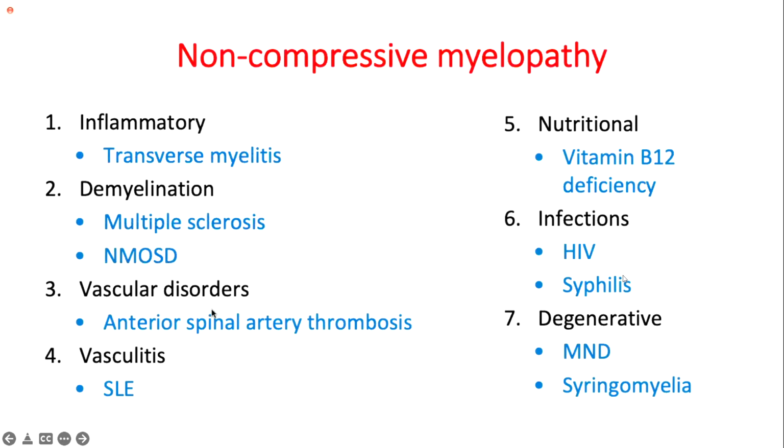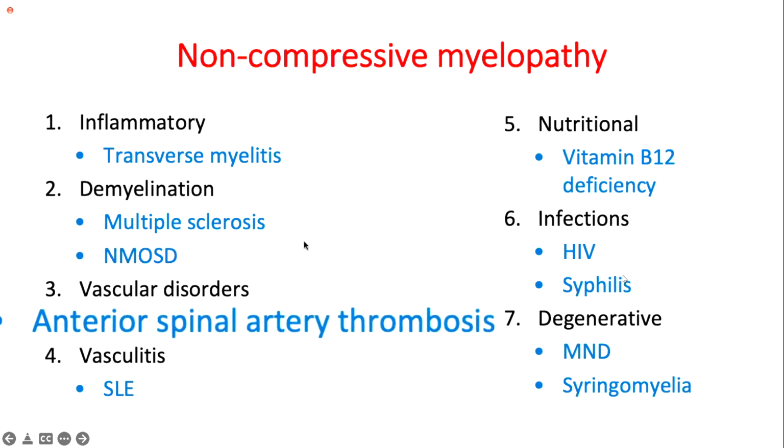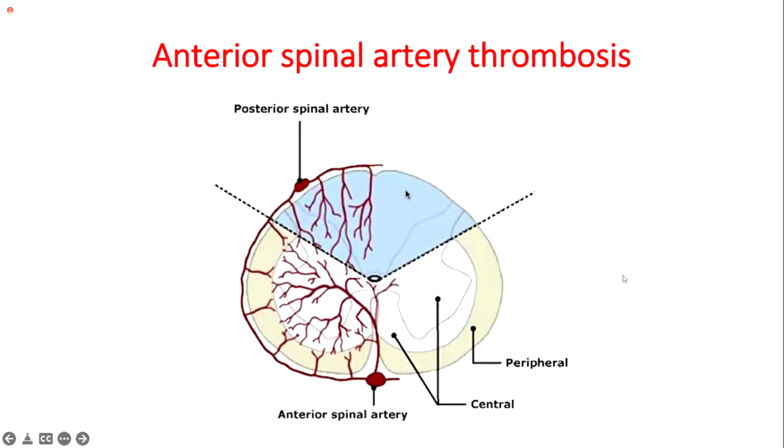Okay, so we finished the management. That's all I want to tell you about NMO, and I hope I have clarified the difference between MS and NMO. Now we go to vascular disorders. This is just very simple, anterior spinal artery thrombosis, because this you already know. This is purely anatomy. This is the vascular blood supply of the spinal cord. The posterior 1/3 is supplied by 2 posterior spinal arteries. The anterior 2/3 of the spinal cord is supplied by 1 anterior spinal artery. So there are 2 posterior spinal arteries, but 1 anterior spinal artery which supplies the anterior 2/3 of the spinal cord.